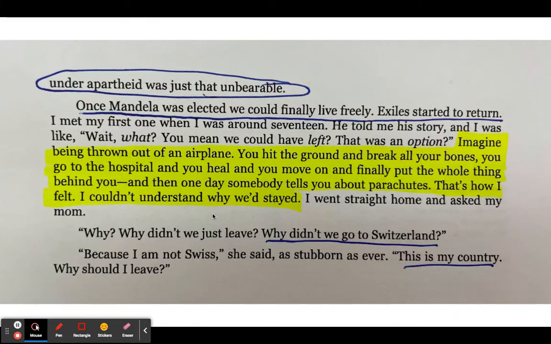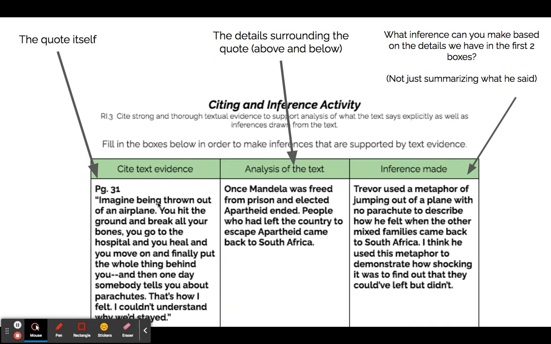And then your job is to look at the stuff that comes right before the quote and right after it and note what is important. So, if we're looking at that quote, the quote itself, you're going to write it down in the cite the text evidence box. The analysis of the text, you're going to basically just state what was said before and after the quote itself, what was above and below it. And then the inference is, what inference can you make based on the details that you found in the box?